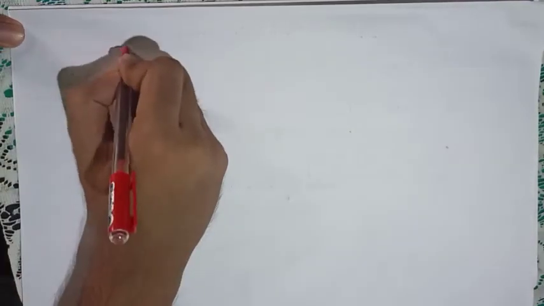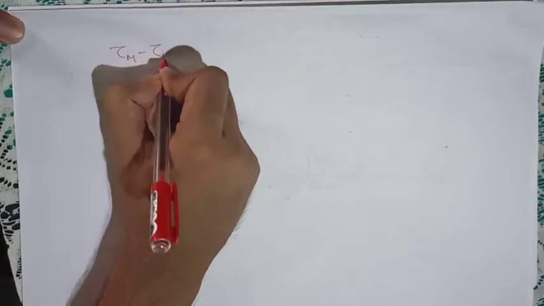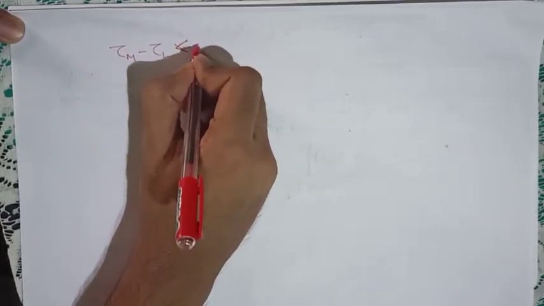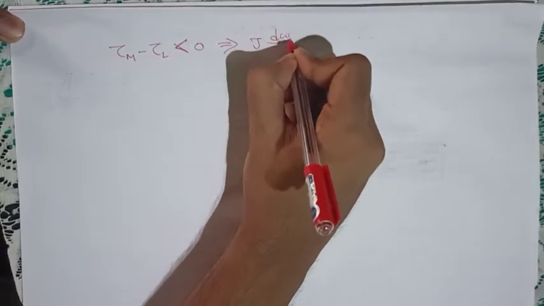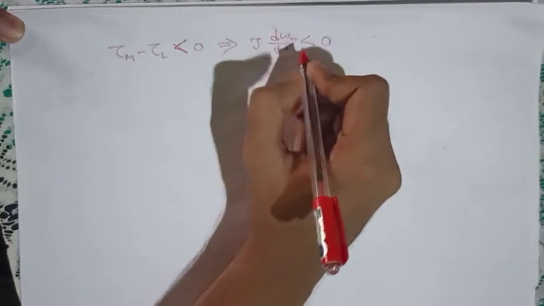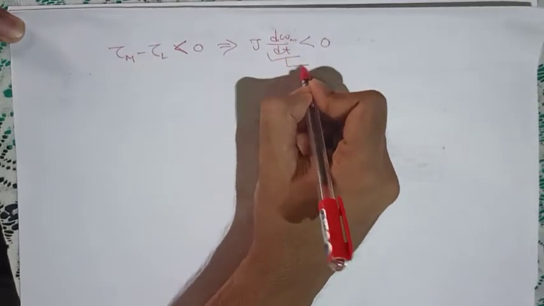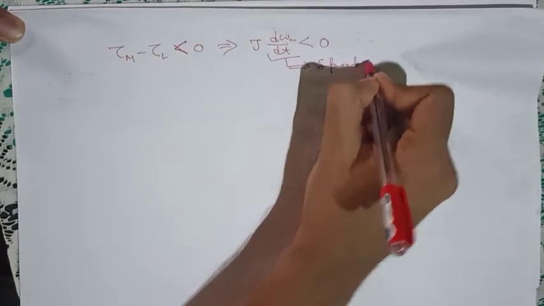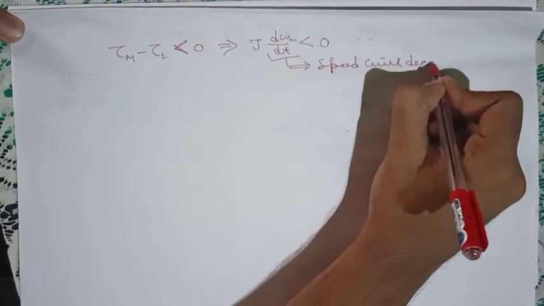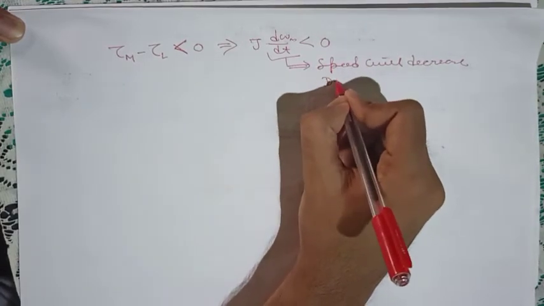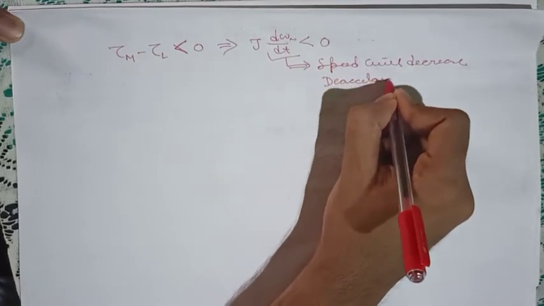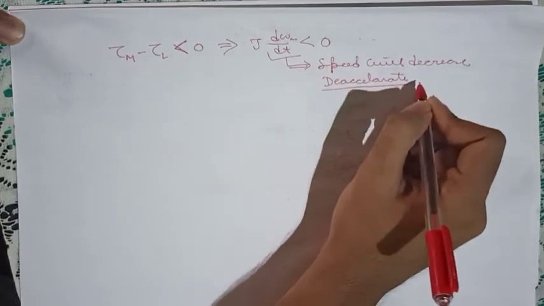Now let us consider another case. Suppose the load torque is suddenly increased. Now what happens? The term tau m minus tau L will be less than 0, which also implies that the dynamic torque will also be less than 0. That is, the speed will decrease. Or we can say the drive will decelerate. Okay, this is the case of deceleration.